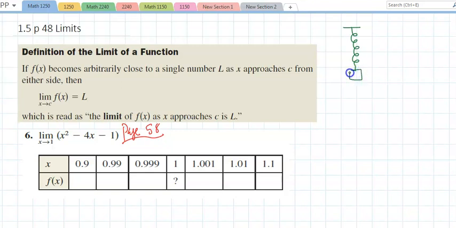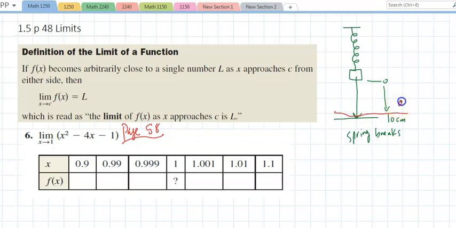and attach a weight to it, and I pull it down, right? And I notice every time the stretch reaches 10 centimeters, the spring breaks. So I want to know how far can I go before 10 centimeters and the spring doesn't break.